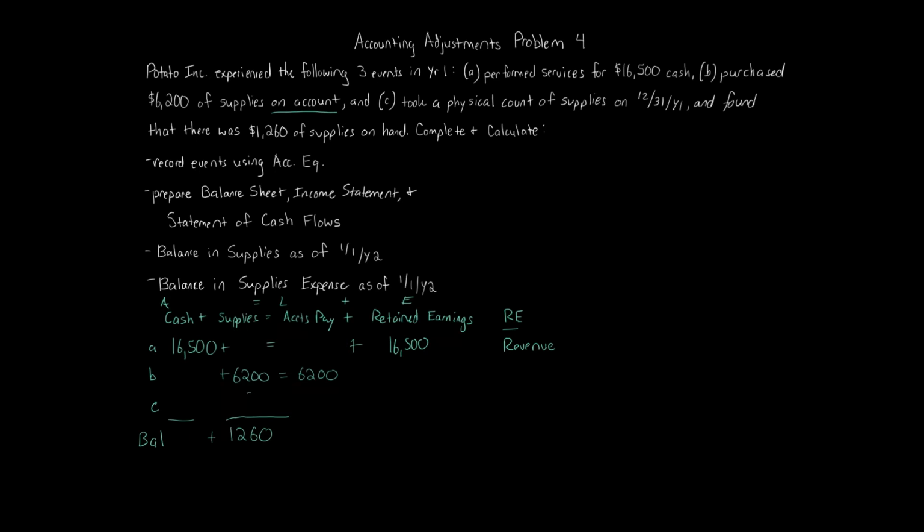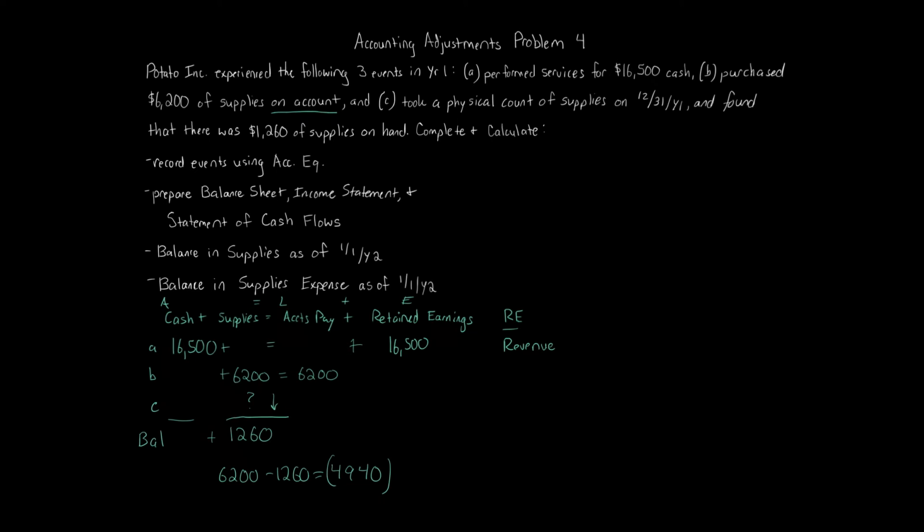That means we need to back out the amount there. So obviously, if we go from $6,200 to $1,260, and these are the only transactions, we know that it's going to decrease. So we take $6,200 minus $1,260. We're going to get a $4,940 decrease in supplies. Now, if supplies go down and you haven't sold them, how else can they decrease?